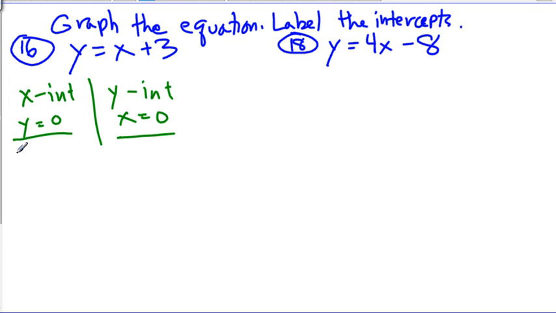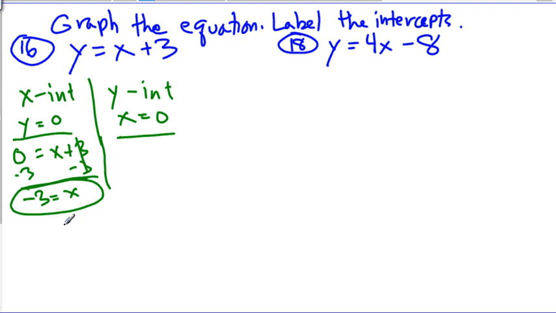Okay, so let's let y equal 0. 0 equals x plus 3. Subtract 3 from both sides. That goes to 0. Negative 3 equals x. So our first point is negative 3, 0. And now when I let x equal 0, I get y equals 3. So this point is 0, 3.